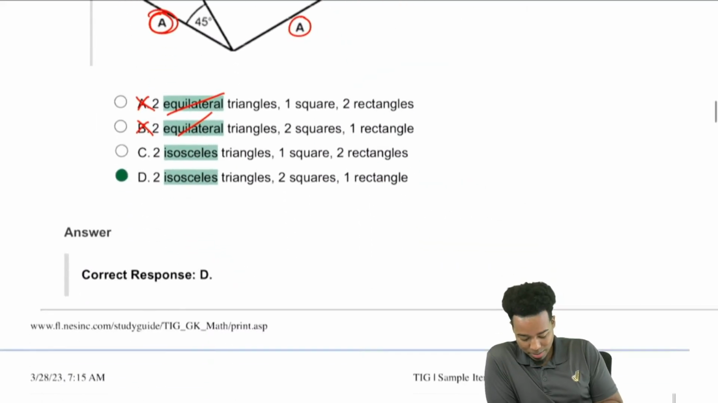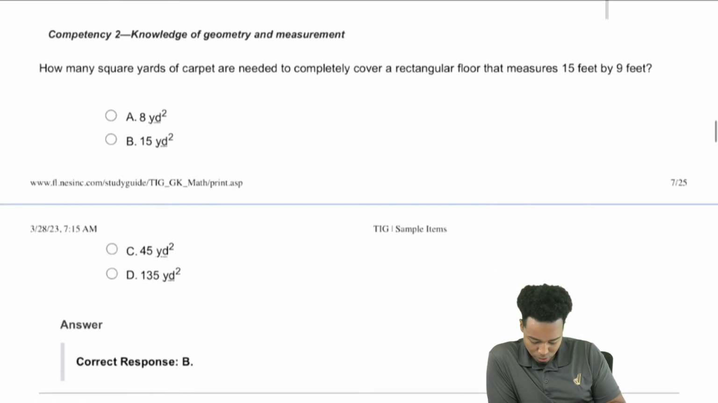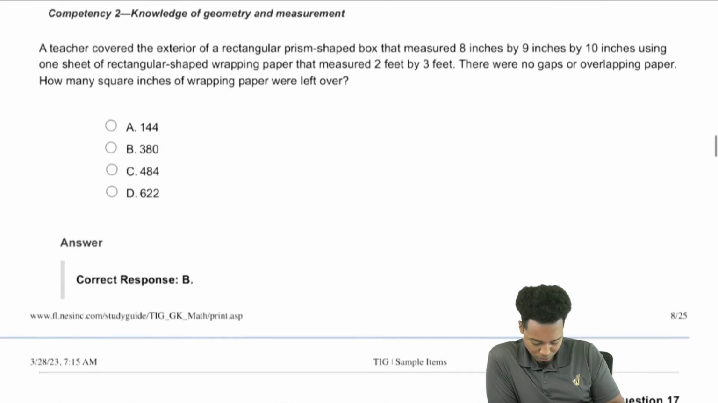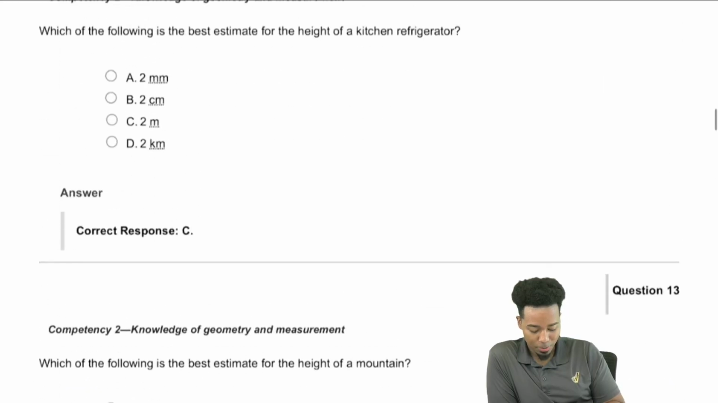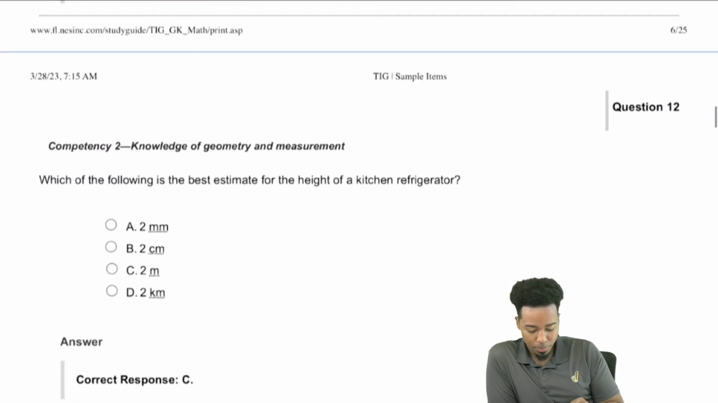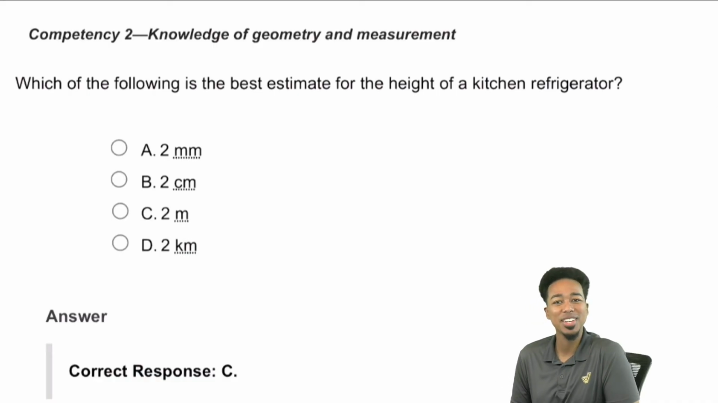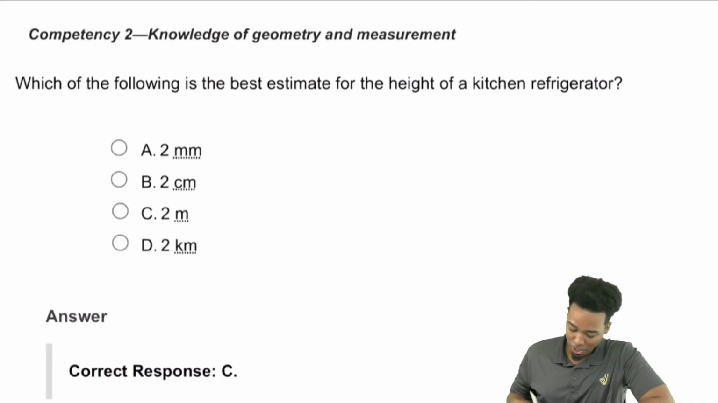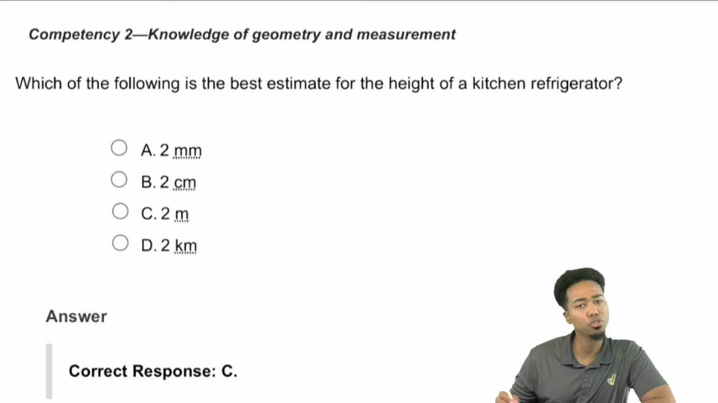Okay, so let's keep it going here, my party people. Are we still in Competency 2? We absolutely are. We have 1, 2, 3, 4, 5, 6. We have 6 more to go, and we are set. So let's go ahead and get into question number 12 here. Let's keep it going with Competency 2. We got this. Which of the following is the best estimate for the height of a kitchen refrigerator?